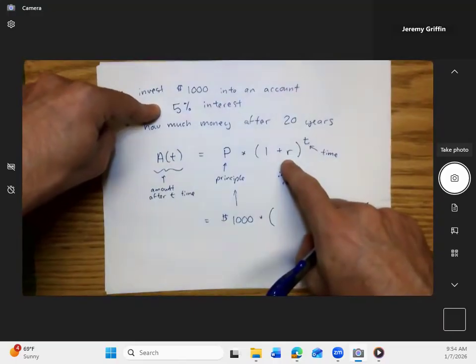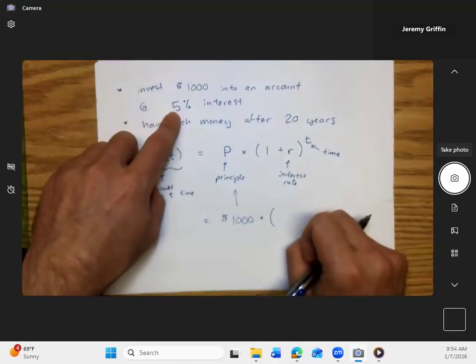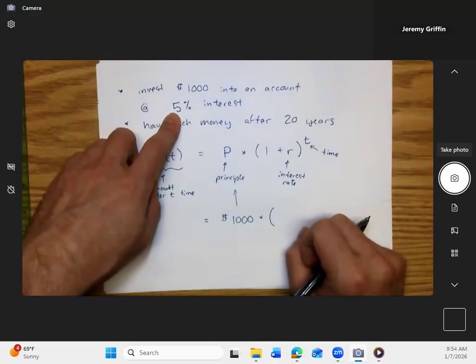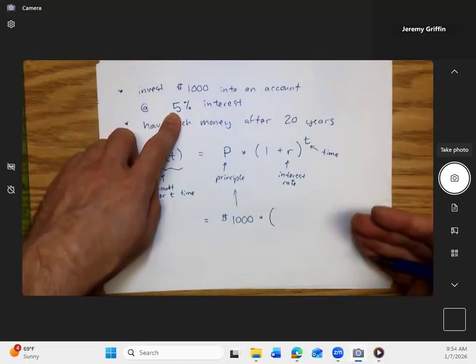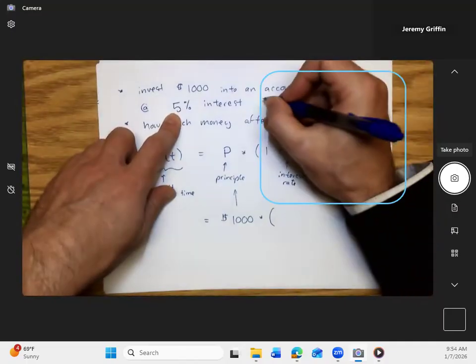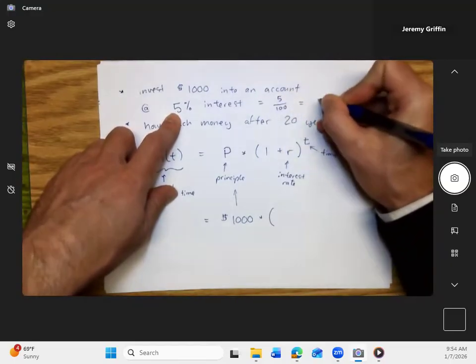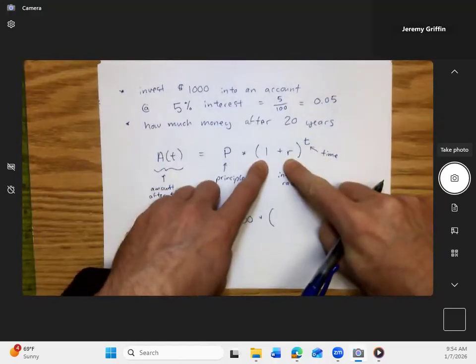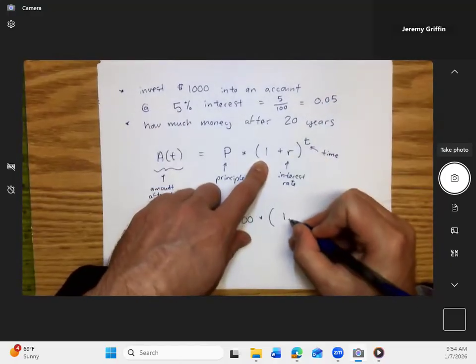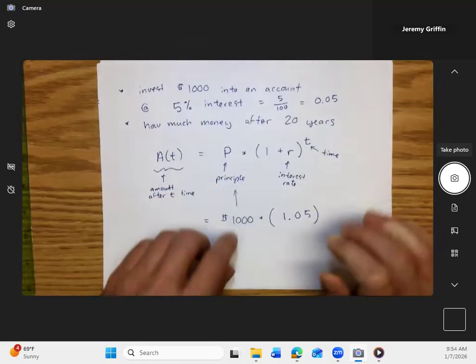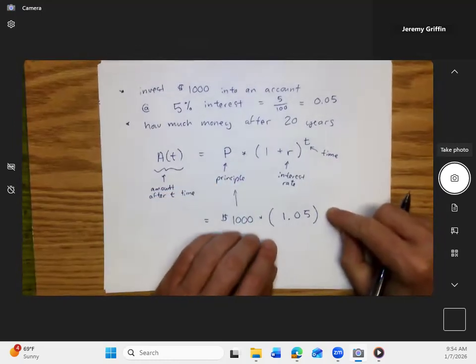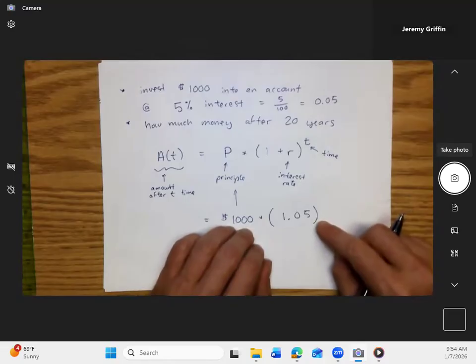That takes the place of this R. But be careful about this, because what is 5% as a decimal? Yeah, 0.05, because like 0.5 is half, 0.05 is 5%. It's 5 over 100, which is 0.05. So what's 1 plus 0.05? Is that 1.05? Now, if you let this money sit in the account for 1 year and it earned 5% interest, then wouldn't you have $1,050, I think it would be.